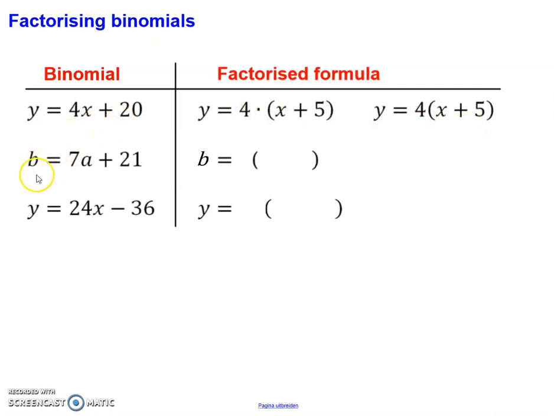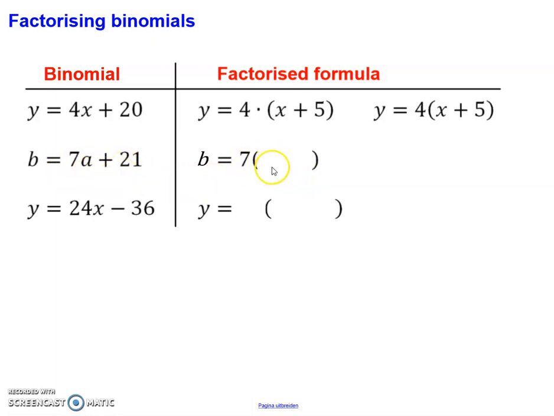Let us look at the second example. B is 7a plus 21. We have two terms, and we're going to take a good look. By what number can I divide both terms? What's the common factor? Well, they both can be divided by 7. So I'll write down B is, and then I start with 7. 7 times something. And now you need to figure out what needs to be between brackets so that this formula is still the same as the binomial.